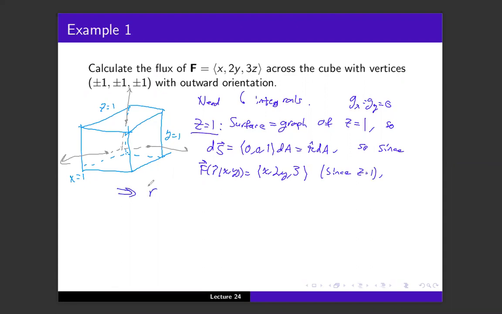So what that gives us is that the dot product f of r of x and y dotted with rx cross ry is going to be x, 2y, 3 dotted with 0, 0, 1, or in other words, just 3.